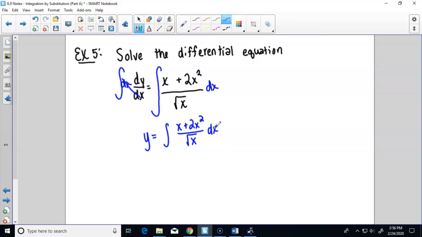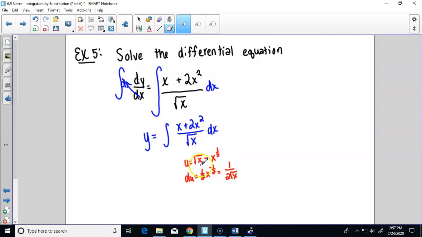Now, what would your u be for this one? Okay, let's try. If you have the square root of x, that's like x to the 1/2, right? And so du would have to be 1/2 x to the negative 1/2, which would be like 1 over 2 square root of x. So I could replace this with u, but does that help me any with the stuff that's on the top? Oh no, terrible, right? So that doesn't really look like it's going to work.